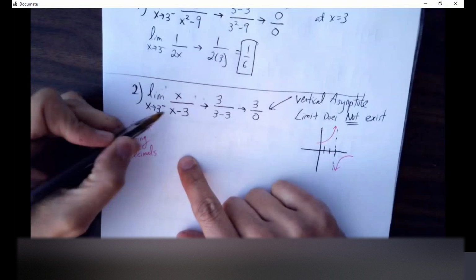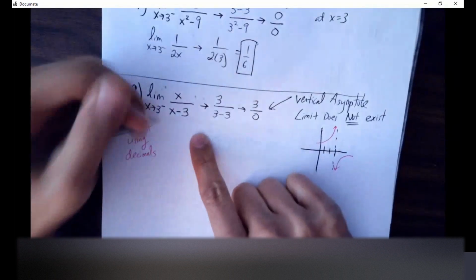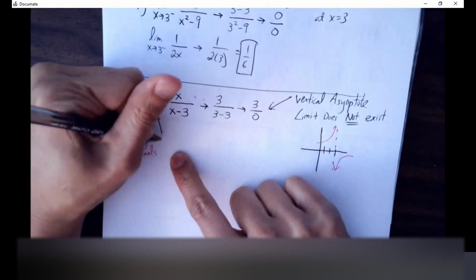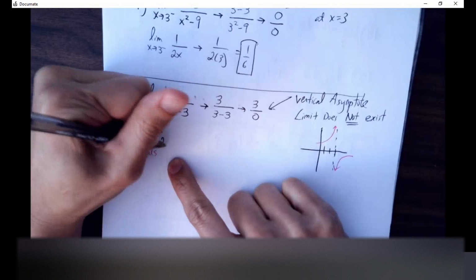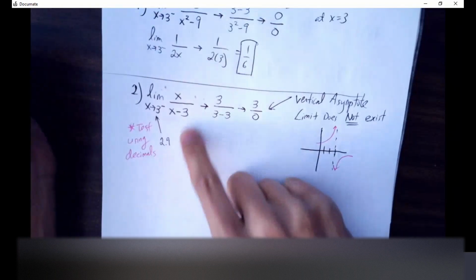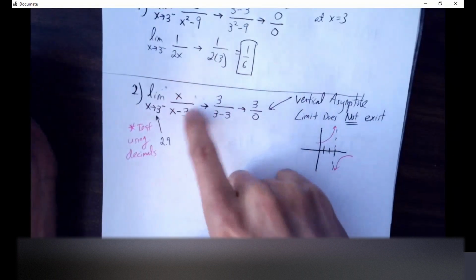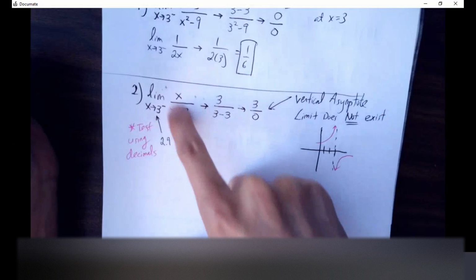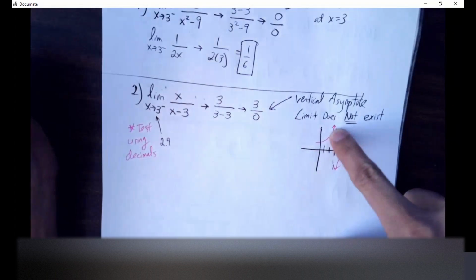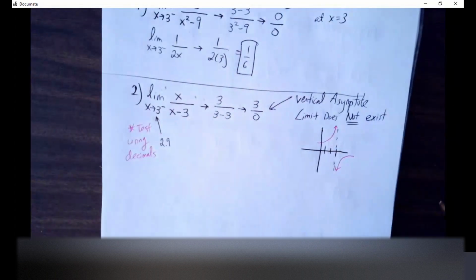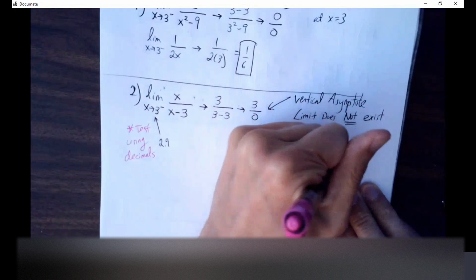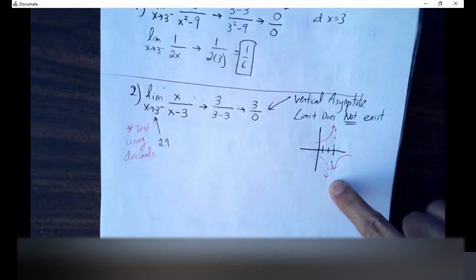So we choose a value that is relatively close to the direction that we're headed from, which is 2.9. And when we plug into our expression, we just want to know, is this overall value going to be positive or negative? If it's positive, we know it's going to be headed in that direction. If it's negative, we know it's going to be headed in this direction.